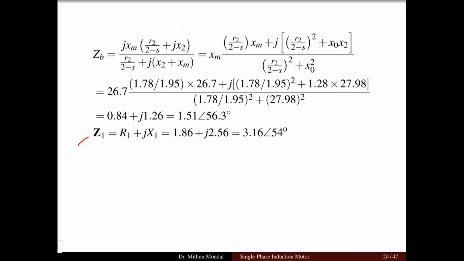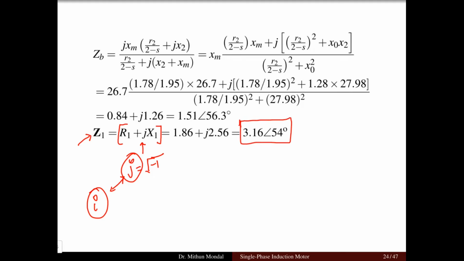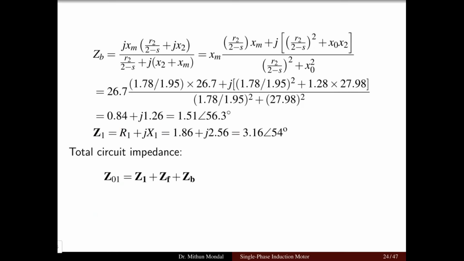The total stator impedance Z1 is the summation of R1 plus J times X1. J is nothing but the iota term, which is imaginary, the square root of -1. In electrical engineering, we don't take I, but we take J to make the calculation easier, and we take I for the current. So to differentiate, J here denotes the iota value. So the impedance Z1 is nothing but 3.16 angle 54 degrees. This is the stator impedance involving the resistance and the reactance.